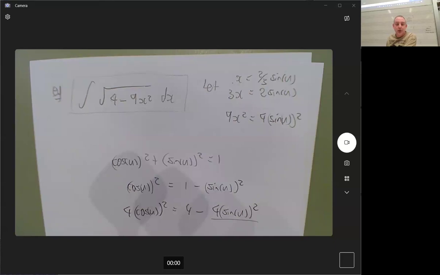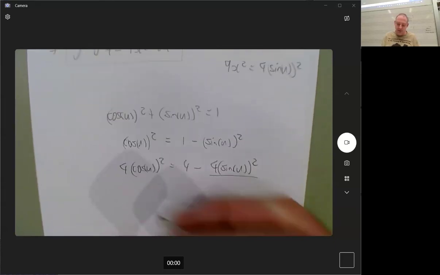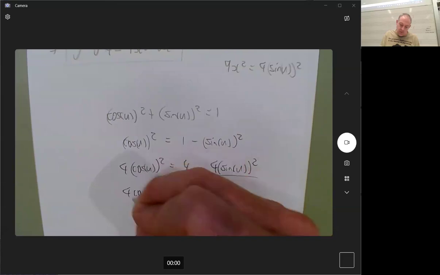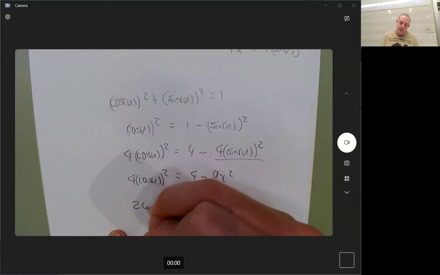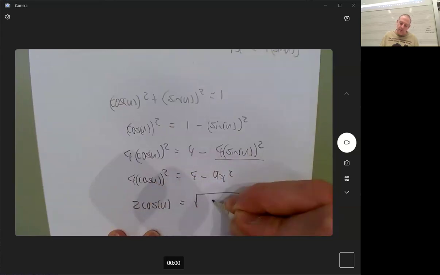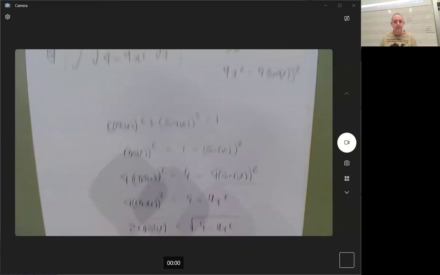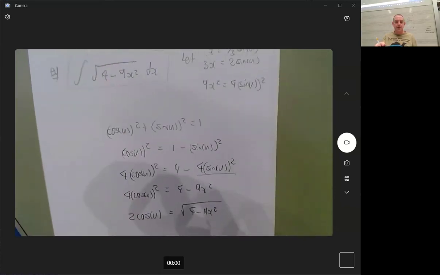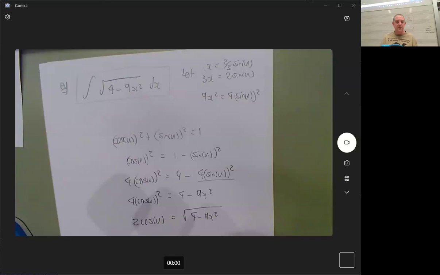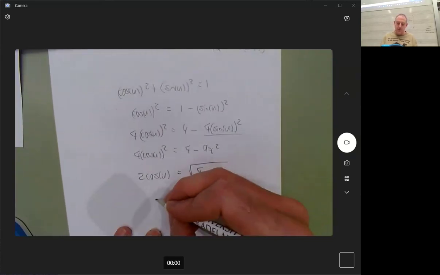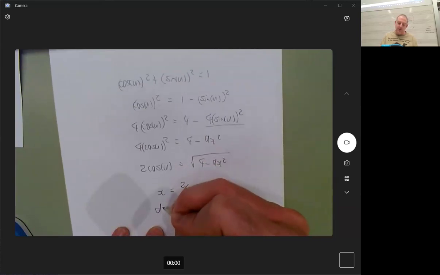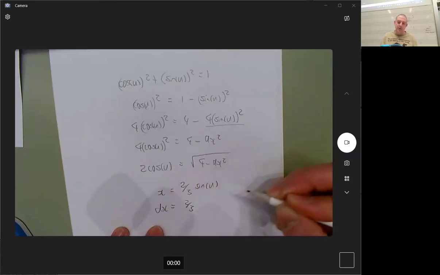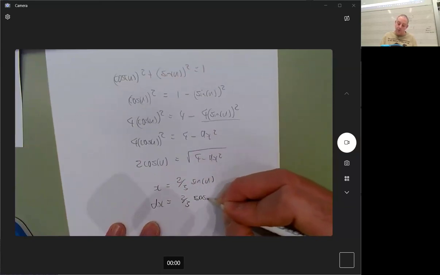Okay, and so therefore, this 4 cos u squared is now 4 minus 9x squared, and so 2 cos u is root 4 minus 9x squared. Sweet. And all I have to do now is deal with the dx, because I've dealt with this bit. Okay, so we're going to go back to the beginning. 2/3 of sine u, and so dx is 2/3 of the derivative of sine, which is cos.